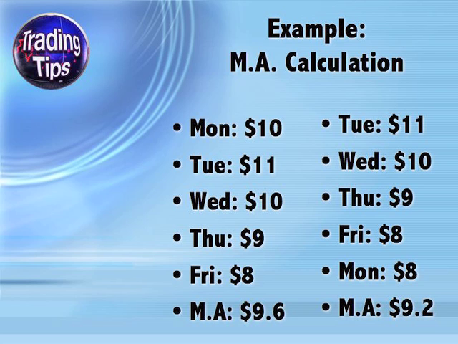Now in the right column, we've added a new day, the following Monday, where the stock once again closed at $8. The previous Monday, when the stock closed at $10, has been dropped off the data set, and the new 5-day moving average is now $9.20.